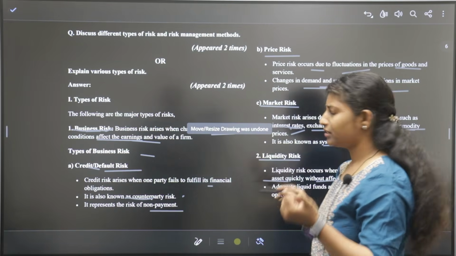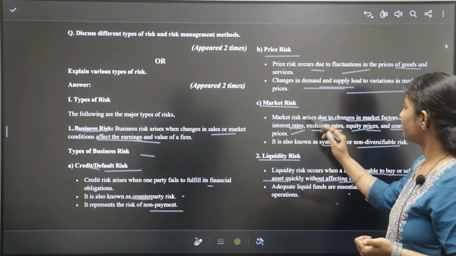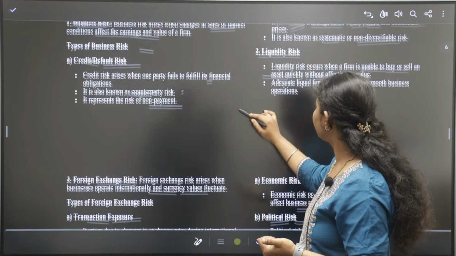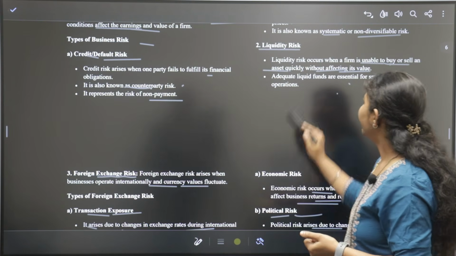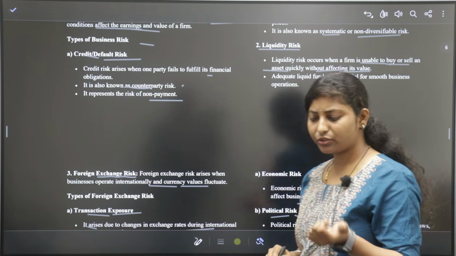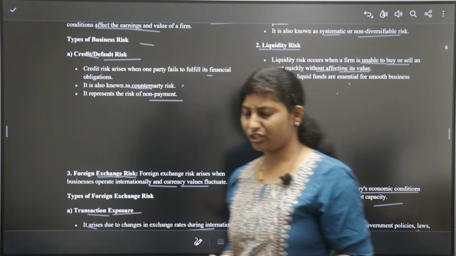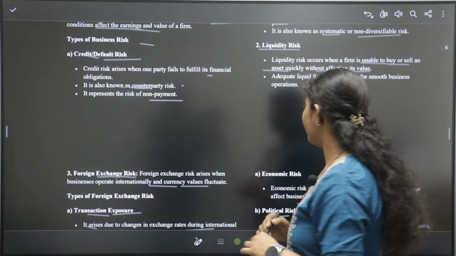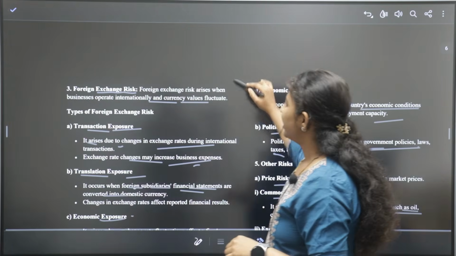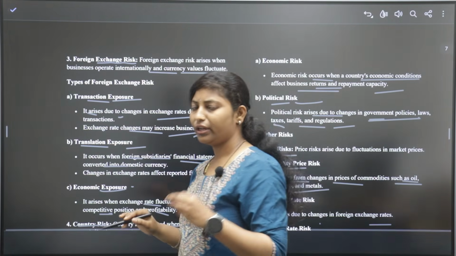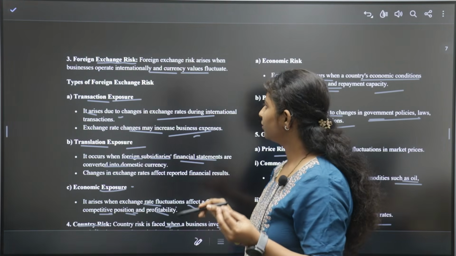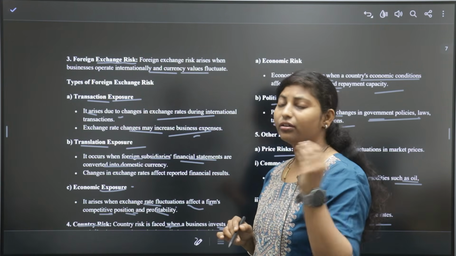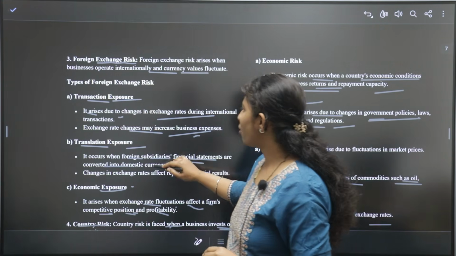Price risk is nothing but ups and downs in price changes. Market risk is when there are changes in marketing factors. Next type we have is liquidity risk. Illiquidity risk is when an asset cannot be quickly sold or purchased, which affects your business operations. Next we have foreign exchange risk. If you are dealing with foreign countries, changes in exchange rates or changes in currency value give rise to foreign exchange risk.